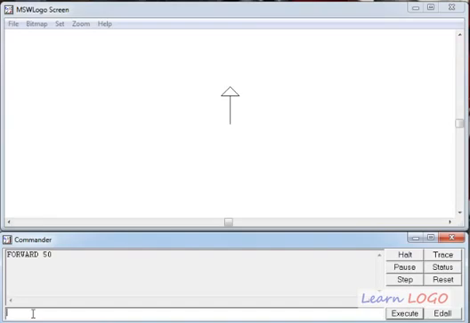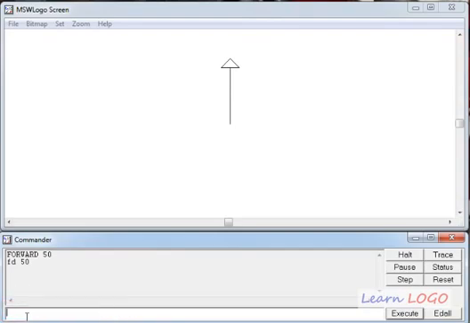Here I have typed the command in capital letters, but Logo is not case sensitive. So you can write the whole forward in small case, or you can write in mixed case also, it won't mind. And yes, there is a short form also for this command. You need not write forward every time. You can write FD, and if this time I write 50 again it will go forward by 50.